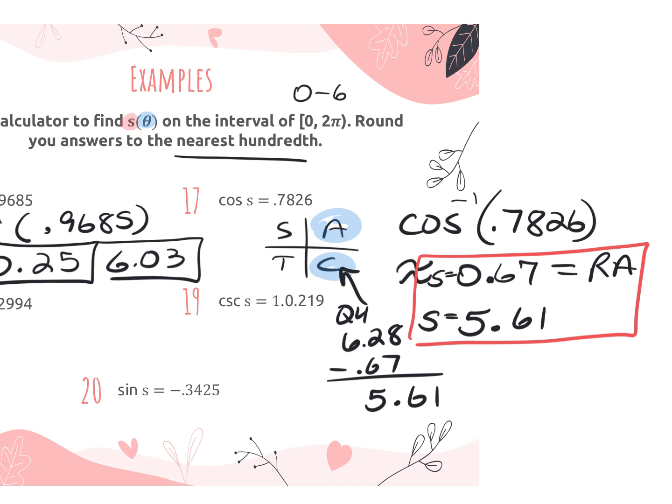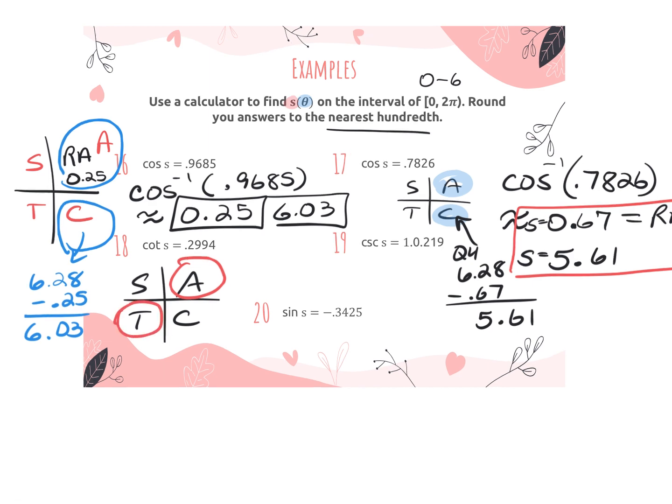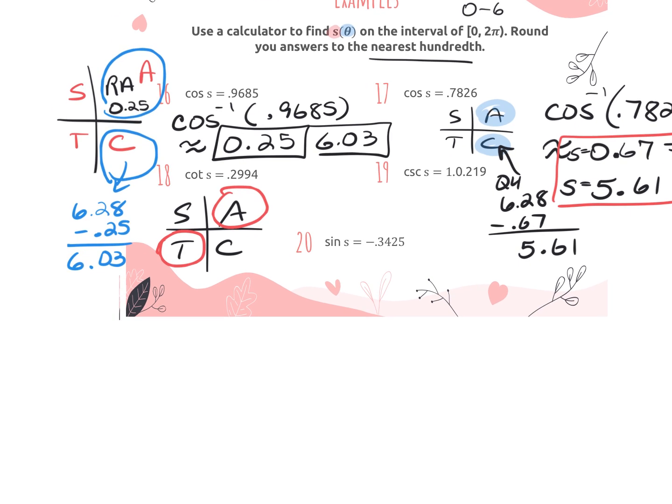Now number 18, there is no cotangent button, so this is where we need to do the reciprocal. So what we're going to do here, if you want to first do your "all students take calculus," we know cotangent is positive in quadrant 1 and in quadrant 3. So I'm going to get my reference angle from quadrant 1 first. Remember, we can use tangent of S is equal to 1 over cotangent of S.